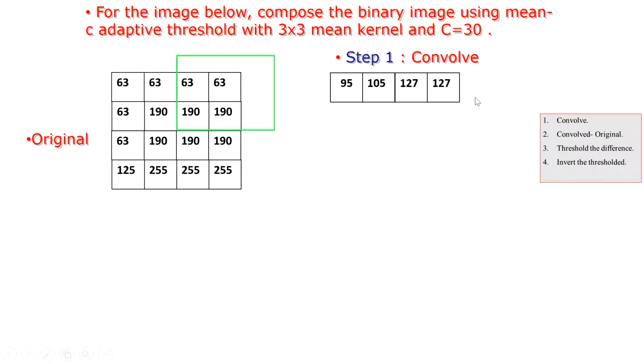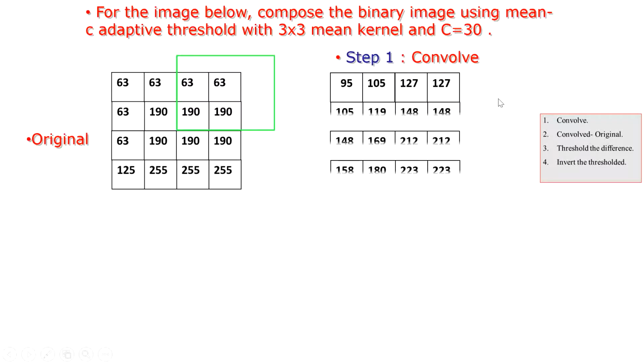The process will be repeated for the second column, so that finally you will obtain this convolved image as a result of the convolution of the original image with the 3 by 3 mean kernel. Once you find the convolution, this is the first step. The second one is the convolved image minus the original.